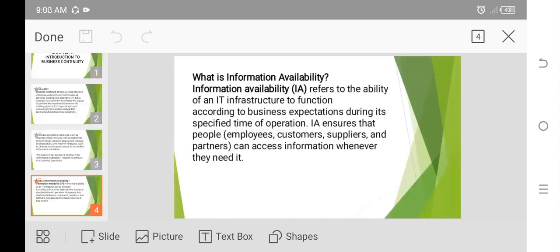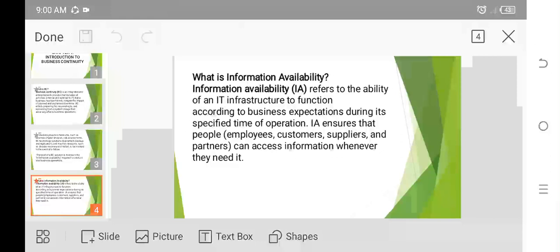Information availability is important because if the system isn't working properly and people can't get the information they need, this could cause problems for everyone involved. So having good information availability helps ensure things run smoothly and efficiently.